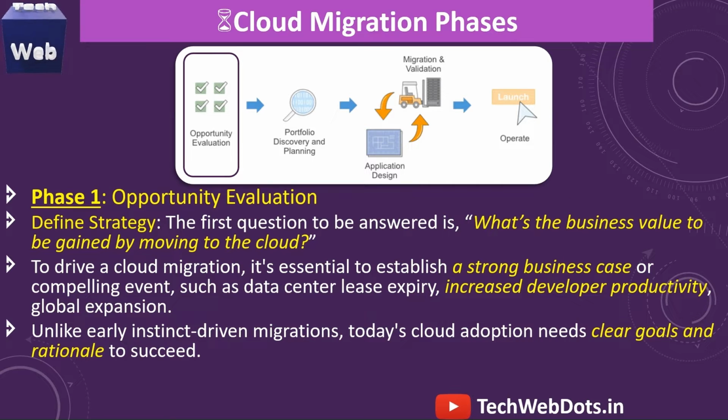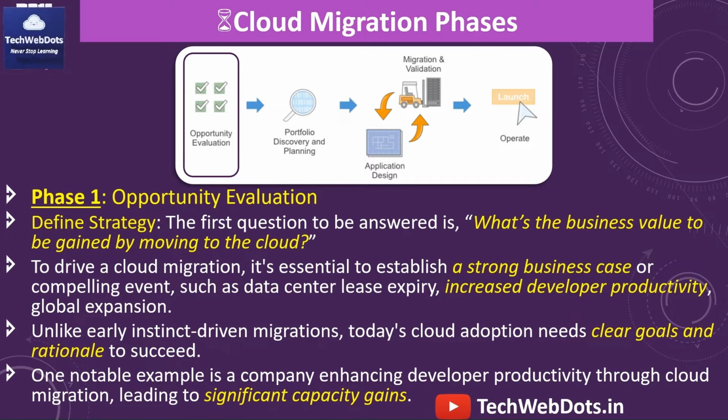So that cannot work: if other companies are moving to cloud, then we should as well, right? So we should have a clear rationale to decide whether we should go for the cloud migration or to the new environment or not. One notable example, just to understand how companies are changing their behavior or increasing capacity gains: companies enhancing developer productivity through cloud migration, which is leading to significant capacity gain. So if you don't understand this point, don't worry, as I discuss all the other things in this session, you will get it very easily.